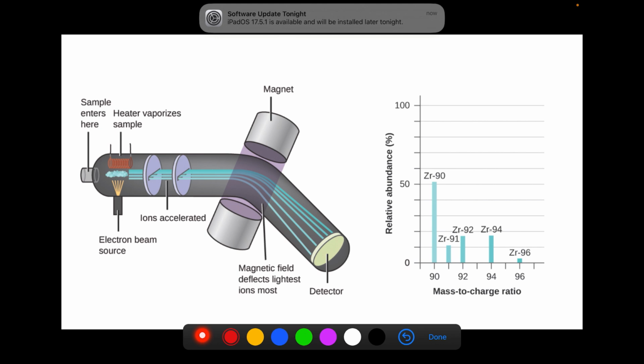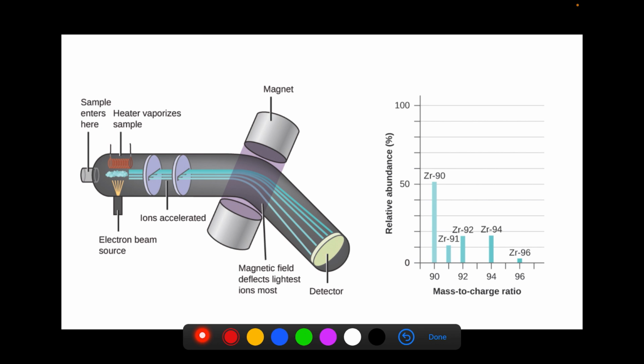When you get a readout from a mass spectrometer, it looks like this. You'll see here, this is a sample of zirconium, which is made up of 1, 2, 3, 4, 5 different isotopes. You'll see that 50% of this sample was made up of zirconium-90, meaning zirconium with a mass of 90. Juxtapose that to these other isotopes, which are much less abundant. For instance, zirconium-92, only about 18-ish% of the sample was made up of zirconium-92.